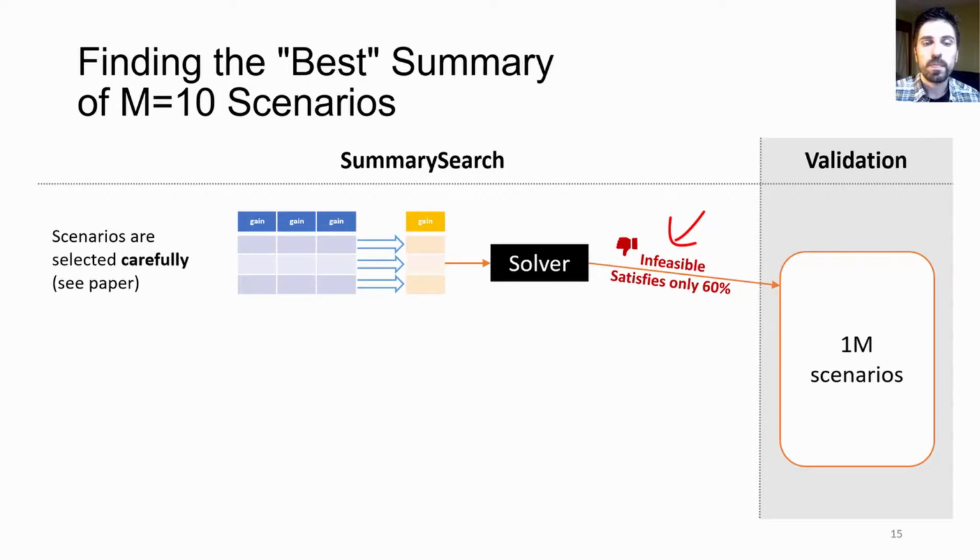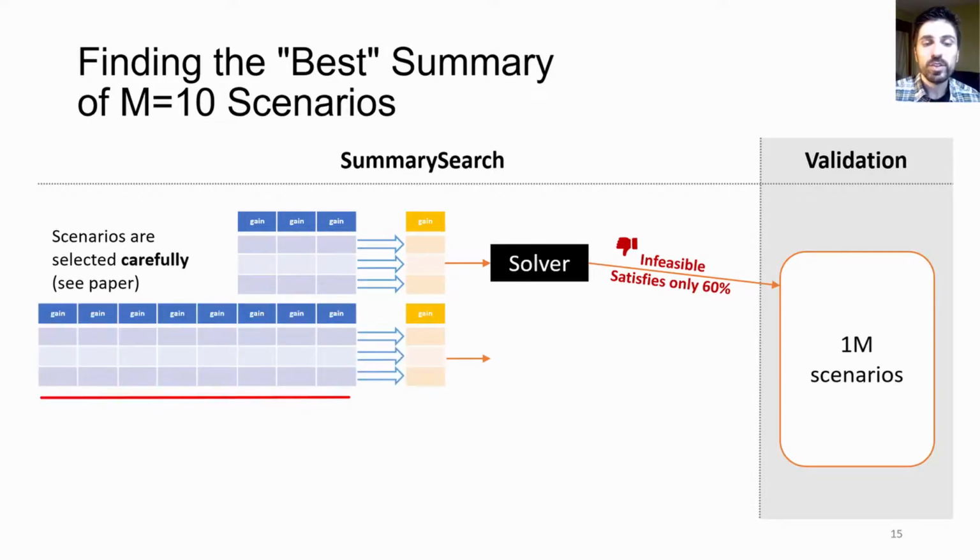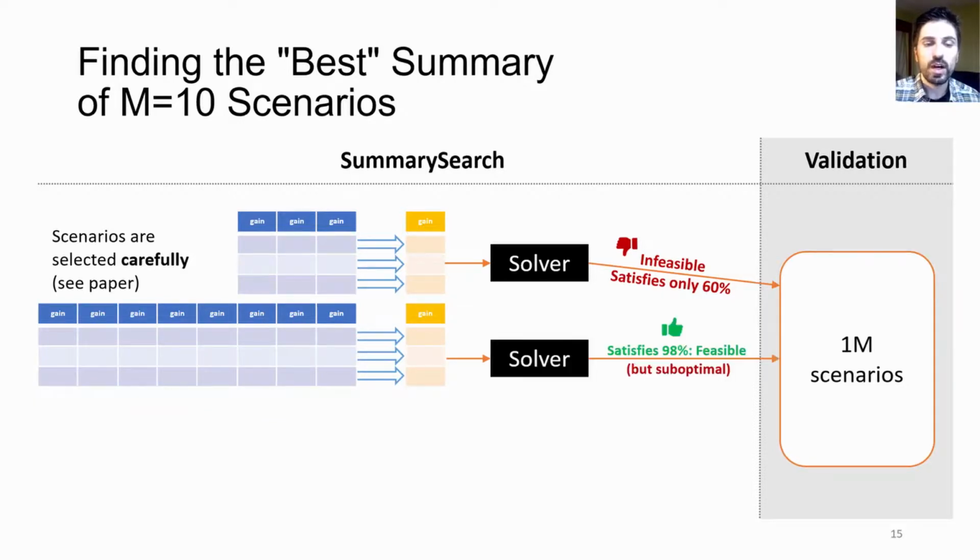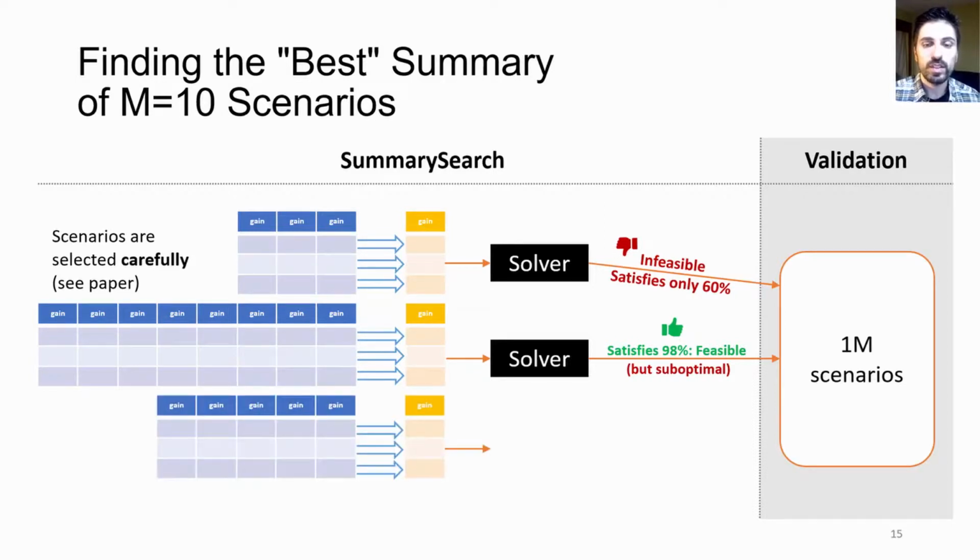Suppose that it's not. We need to increase feasibility. Summary search does so by increasing the conservativeness of the summary. And that's easily done by taking the min of more scenarios, 8 in our example. Suppose the solution is now feasible. It is likely suboptimal. Now we also have the chance to improve on optimality. Summary search does so by now reducing the conservativeness, taking the min of fewer scenarios, 5 in our example.